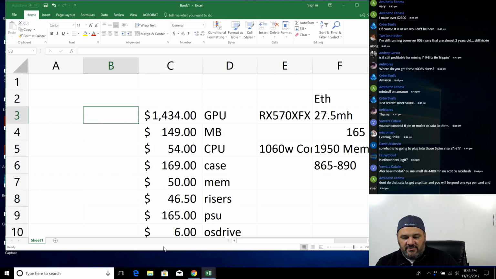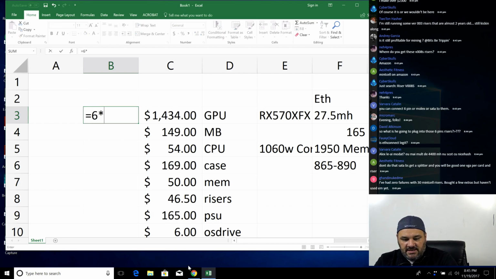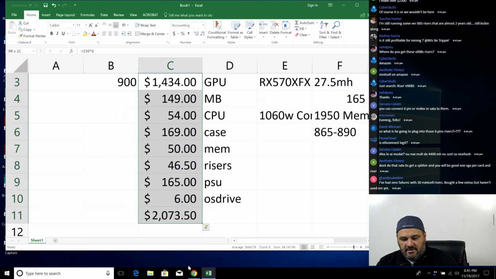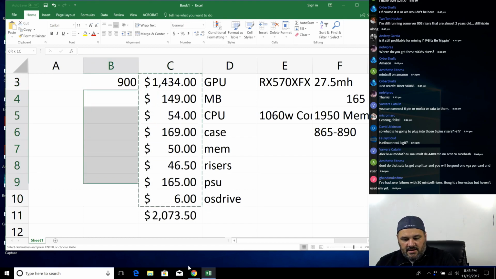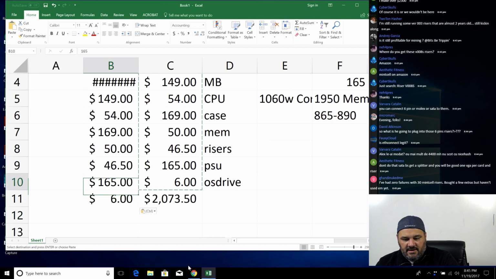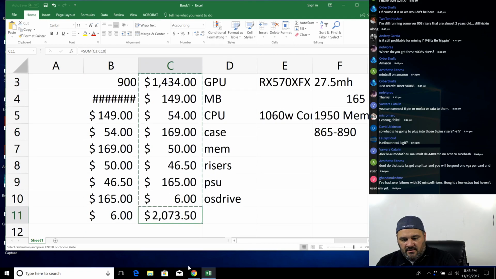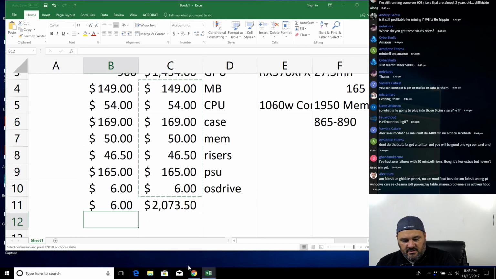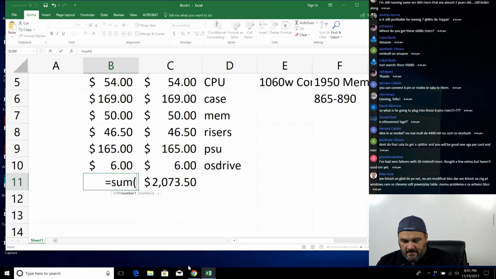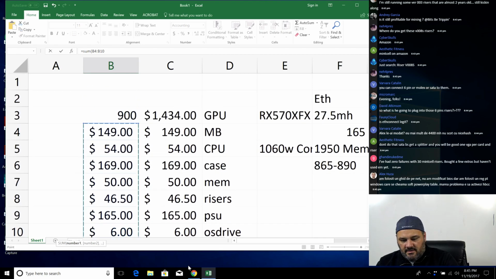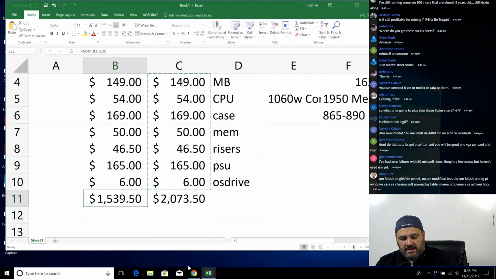If you were to do this same thing with like 1060s or 1050 Ti's, 1050 Ti's are about $150. 6 times 150, that's $900. You wouldn't need that big of a power supply. Depending which 1050 Ti you got, you could go with a cheaper power supply. Wait a minute. It's this. Copy to here. Paste to here. And there you go. So you're looking at, you know, about a $500 savings, but 1050 Ti's are about 14.4 mega hash each.